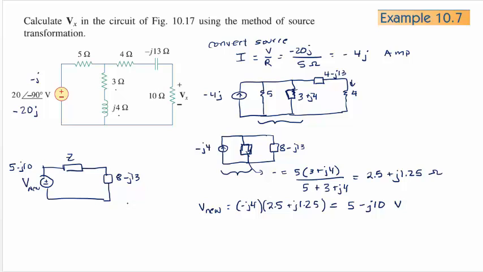And this Z is still the same Z. It's still 2.5 plus J 1.25. So at this point, I can certainly find the current in the circuit if I'd like. I could also use a voltage divider formula to get the voltage that's across here. If I'm going to do that, I think I'm going to break that back out to use a voltage divider formula. So let's do that.